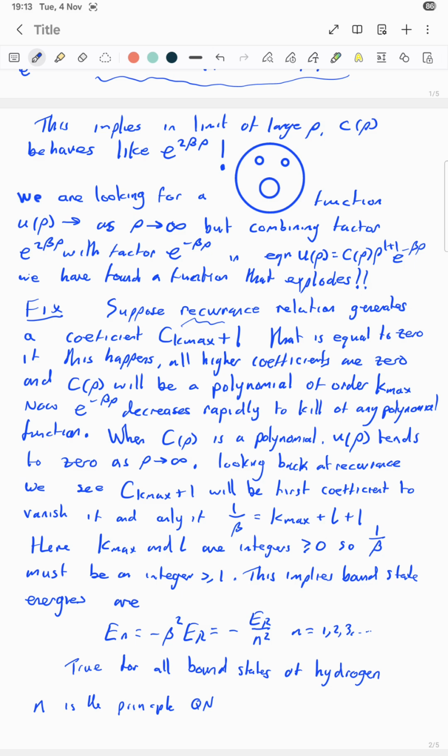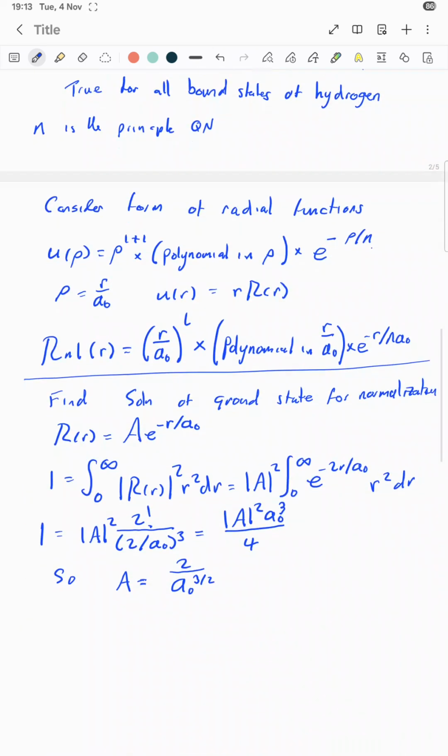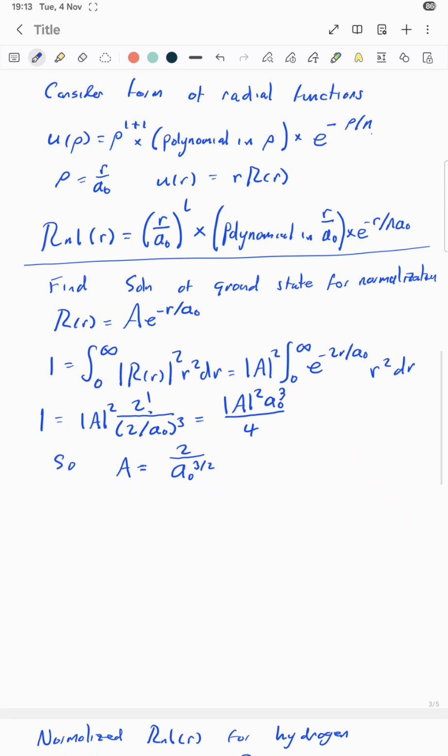This implies that the bound state energies are here. And this is true for all bound states of hydrogen, where n is the principal quantum number. It's basically the radial quantum number for the radial component. Now we consider the form of the radial functions u of rho: rho to the L plus 1 and some polynomial in rho multiplied by e to the minus rho over n, where rho equals r over the Bohr radius, where u of r equals r.